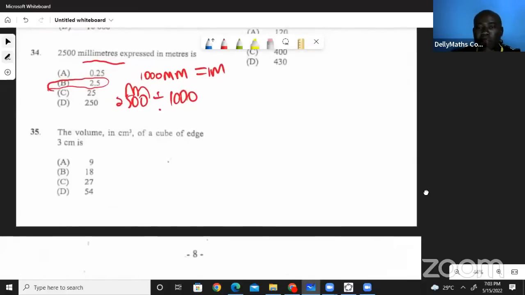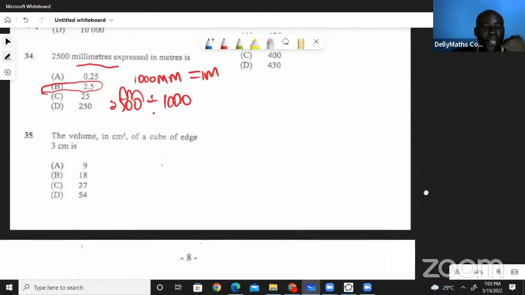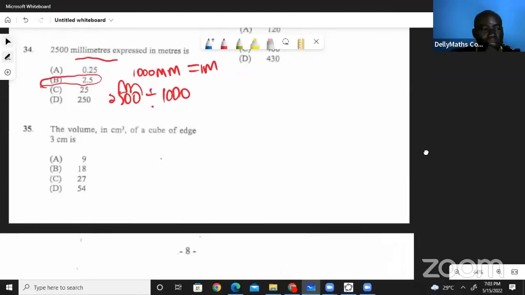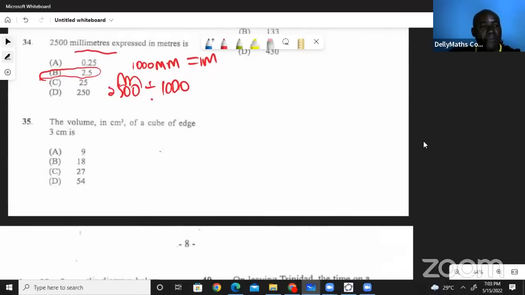All right, let's go to 35. 35 says the volume in cm cubed of a cube of edge 3. Remember, when we talk about a cube, we're looking at an idea like this where all the sides are the same.